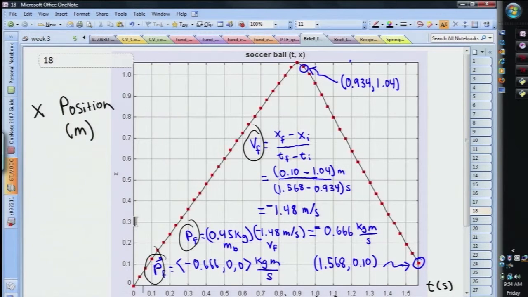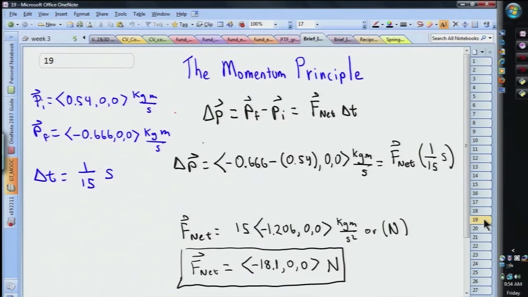We're now ready to estimate F net during the time when the ball changes its velocity and therefore changes its momentum. We can calculate the change in momentum, and we have an estimate for delta t, the time during which F net is non-zero. And so we can obtain our estimate for F net, which is 18.1 newtons, pointing in the minus x direction.